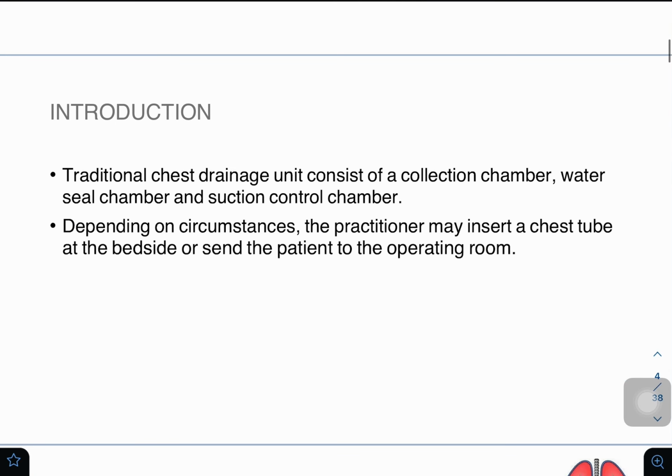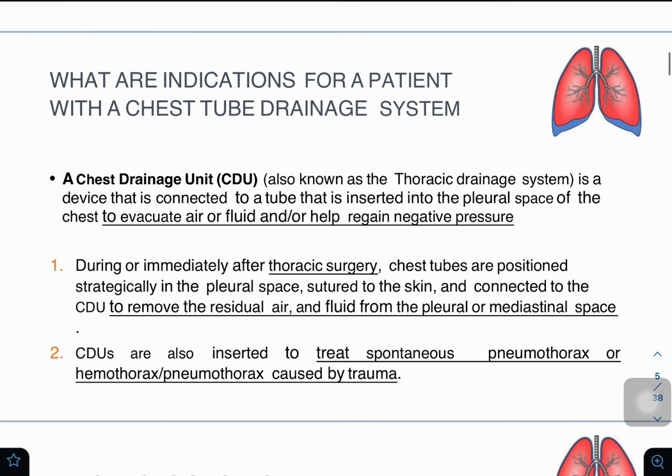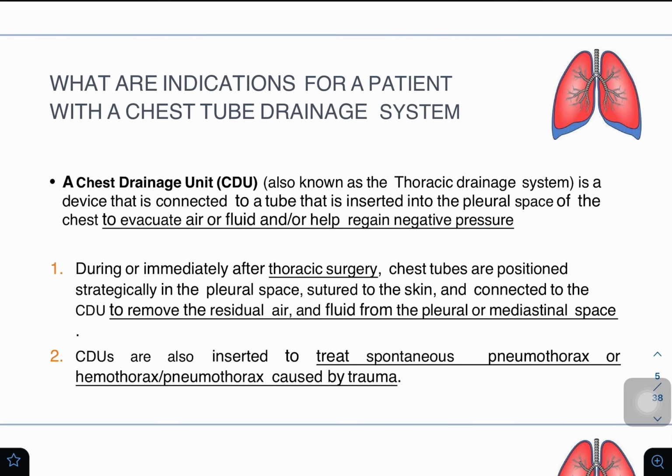Introduction. So a traditional chest drainage unit consists of a collection chamber, a water seal chamber, and a suction control chamber. Depending upon the circumstances, a practitioner may insert a chest tube at the bedside, or send the patient sometimes to an operating room, or a dedicated area for chest tube insertion like a pleural clinic can be assigned to this procedure.